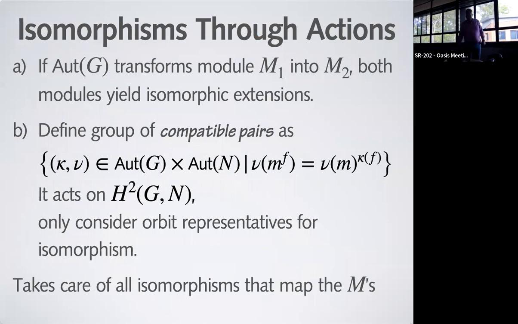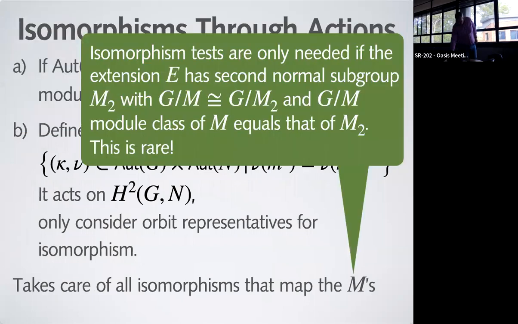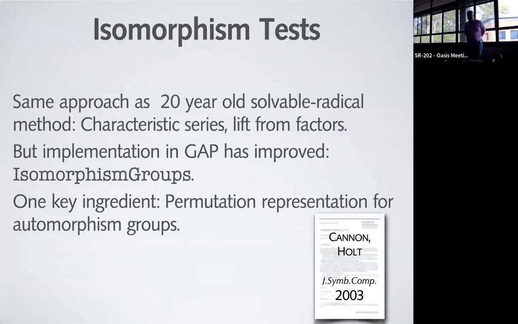The compatible pairs that I mentioned, I think for time reasons I'll skip over this. So the isomorphism tests themselves, this is an algorithm of Cannon and Holt, which by now is close to 20 years old. It uses a solvable radical approach, finding a characteristic series, isomorphism between factor groups, and then extending it to isomorphism of larger and larger groups.